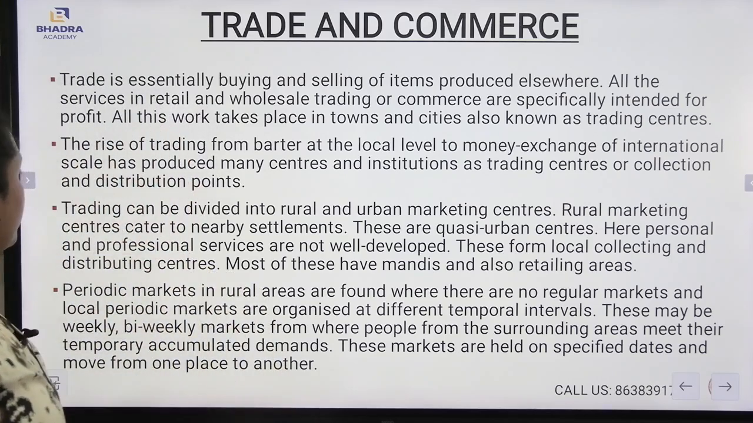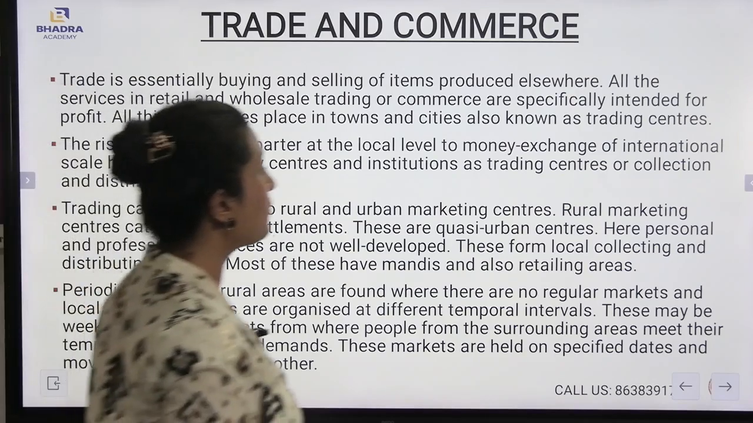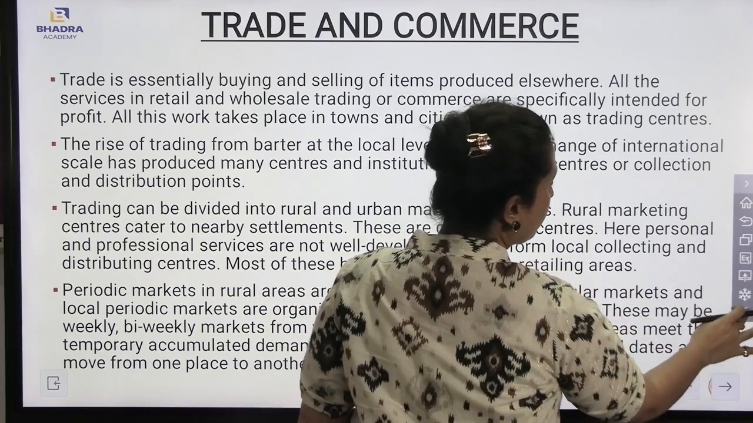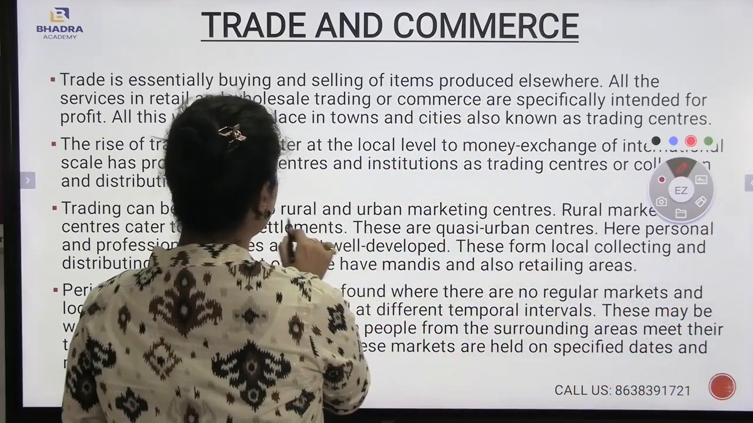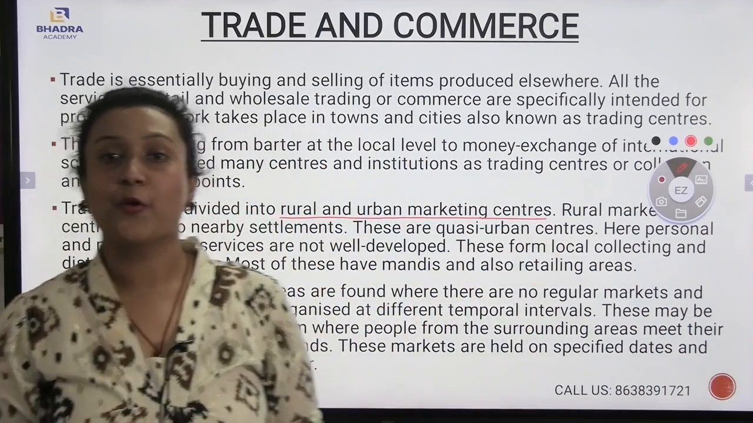Also, trading can be divided into rural and urban marketing centers. Rural marketing centers cater to nearby settlements. These are quasi-urban centers. Here, personal and professional services are not well developed. Here, very important, we will be understanding about rural and urban marketing centers. First come the rural and urban marketing centers. Now, what do you mean by the rural and urban marketing center?